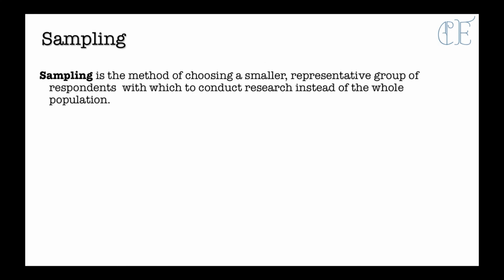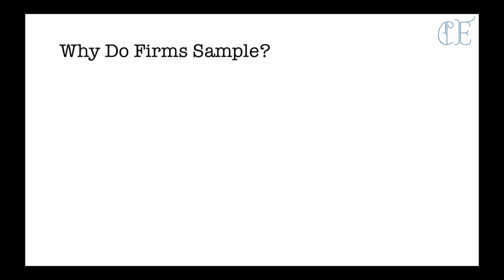Okay, so let's talk about sampling then. So when we have different types of data, different data can be collected in different ways. So sampling is a method of choosing a smaller group or representative group of respondents, who we can conduct research with, instead of an entire population of people.